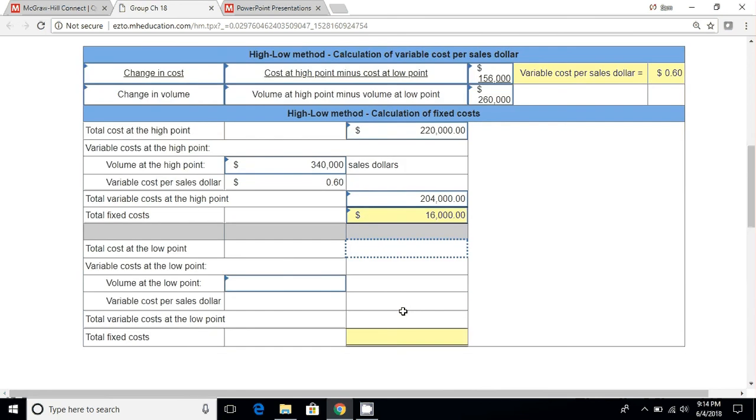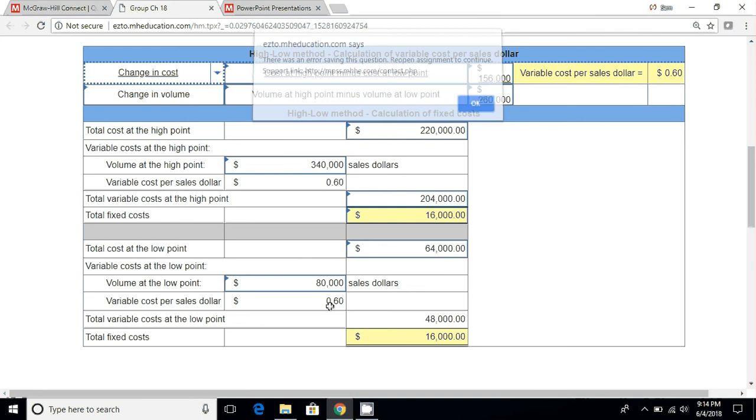We're going to prove it now at the low point. What was our total cost at the low point? If you remember, it was $64,000 total cost when we had 80,000 unit sales. Okay, so that's still 60 cents, right? If you take the 64,000 divided by 80,000, it still gives you 60 cents.